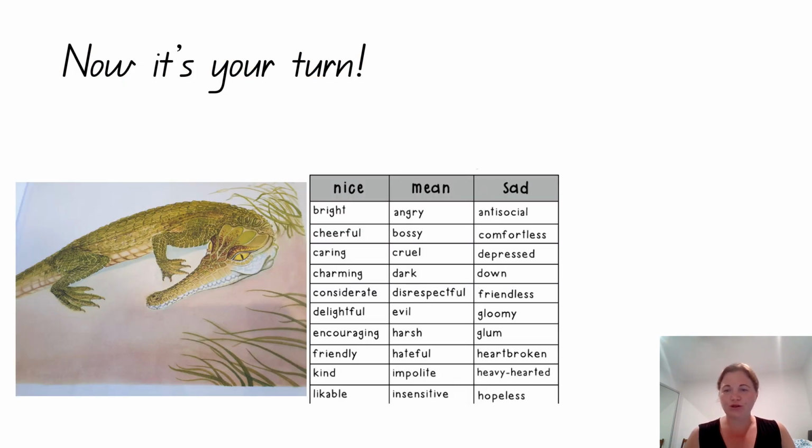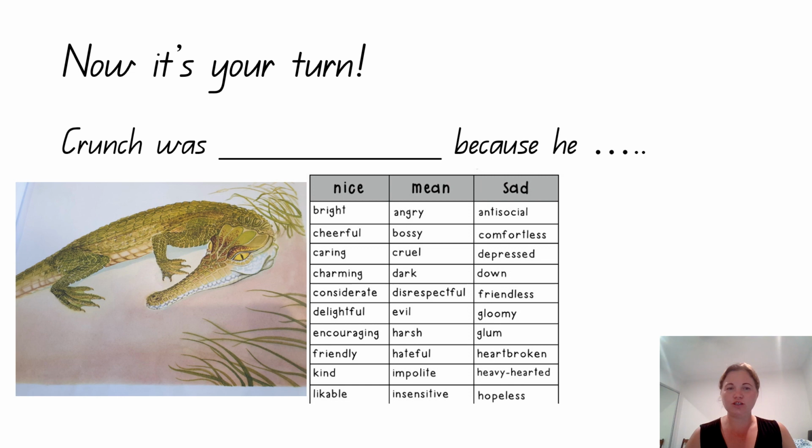Now it's your turn to write a sentence about Crunch. I'd like you to name your person. Crunch is your person. Crunch was... I remember we were looking at the column with all of the mean words. Crunch was mean because he... Tell me why he was mean. What did he do? Crunch was angry because he... Crunch was bossy or cruel or disrespectful.